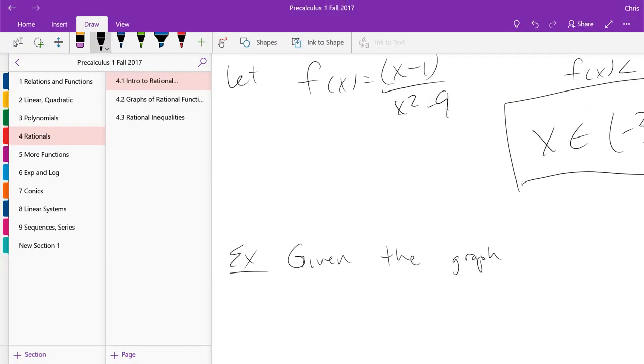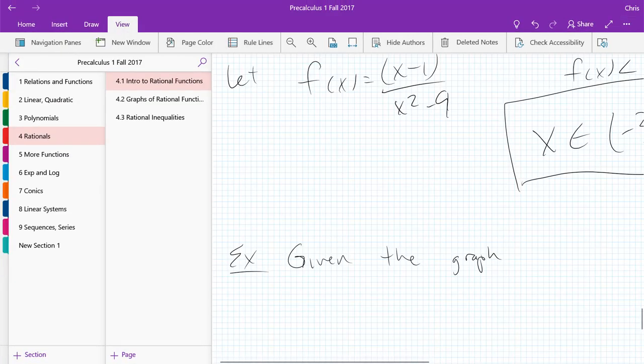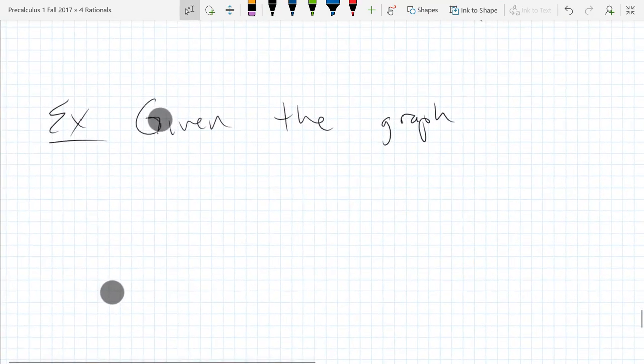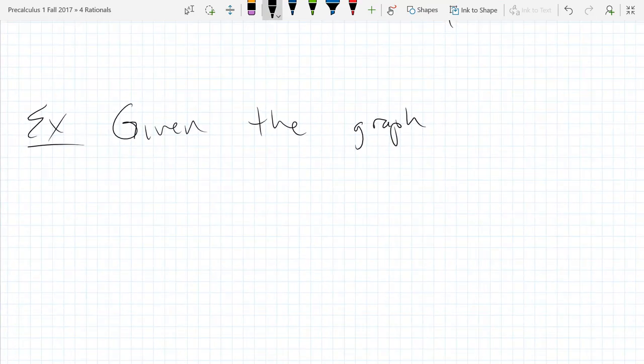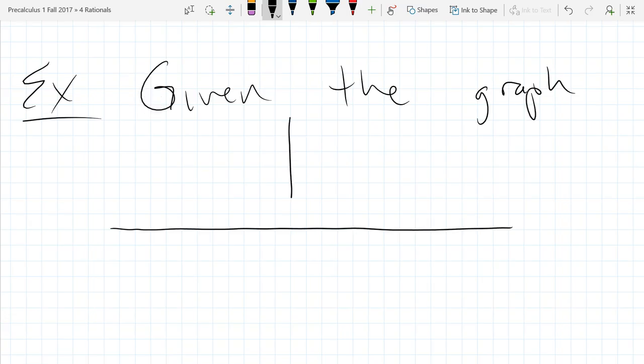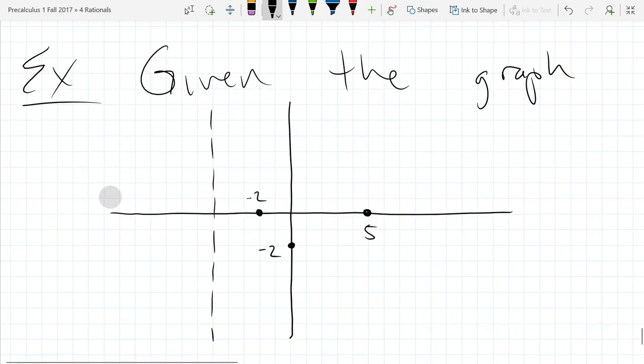And I'm going to switch over to graph paper. So we're going to be graphing values from negative 5 to positive 5. There's an x-intercept at positive 5, a y-intercept at negative 2, another x-intercept at negative 2, a vertical asymptote at negative 5, and there is a horizontal asymptote y equals 2.